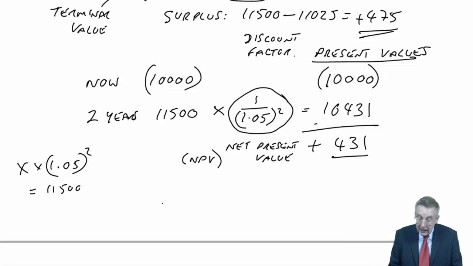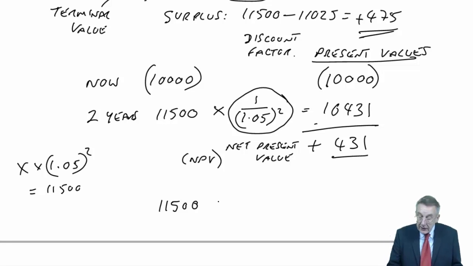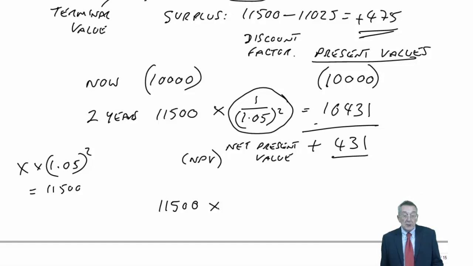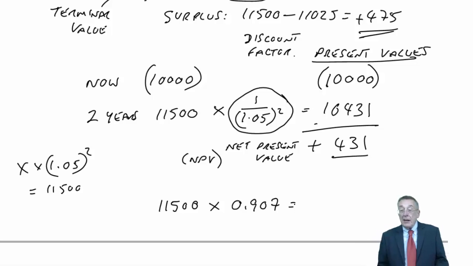And so that's 11,500. The present value, instead of having to divide by 1.05 squared, we can just multiply by the figure from the tables. If you look at the 5% column, if you look at the 2-year row, it's 0.907. And that'll give us the present value directly, 11,500 times 0.907.